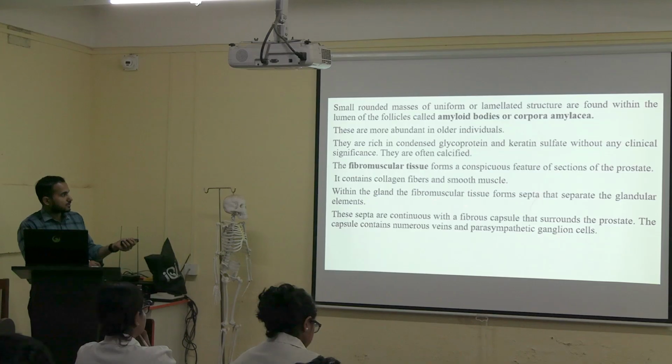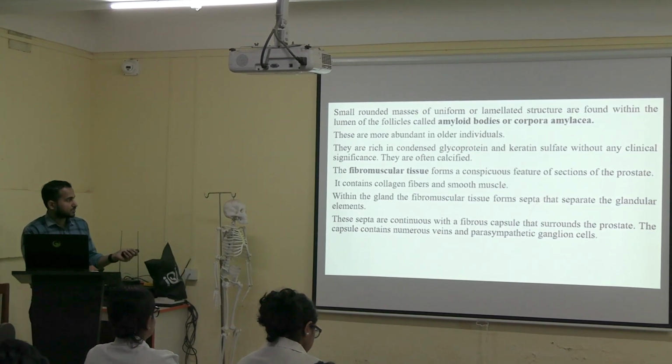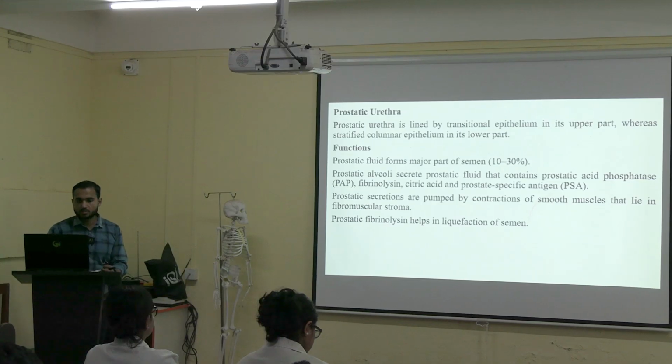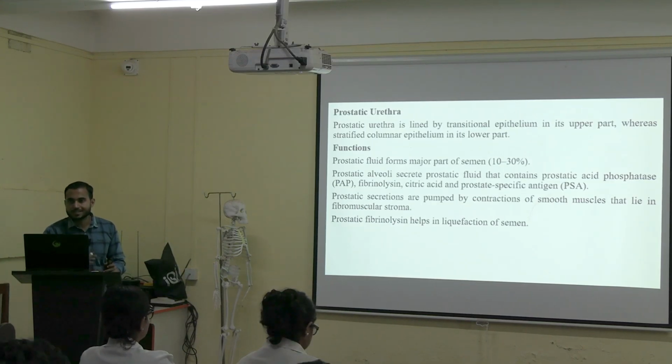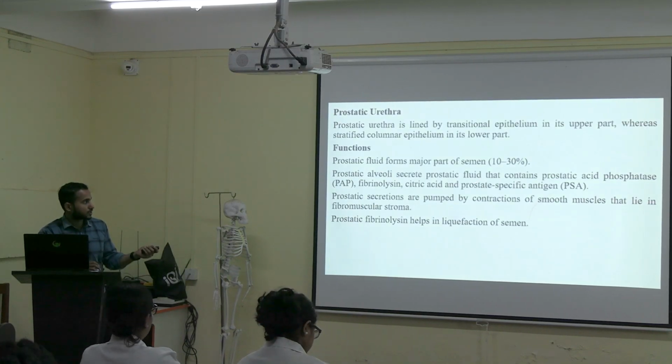Next, within the fibromuscular tissue, septa are also present, which divide the glandular elements into smaller parts. Now, what is the function of the prostate? Of the semen which is produced, 10 to 30% of the fluid is produced by the prostate. The prostatic alveoli or follicles secrete prostatic fluid.